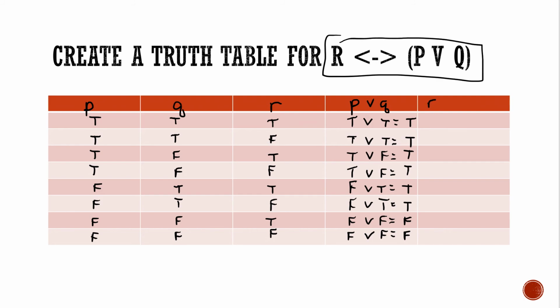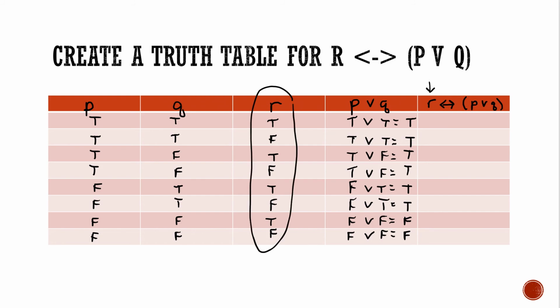So I'm going to do R, I'm going to do my double arrow, and then my P or Q. Now again, we need to start with some copying. So I'm going to copy underneath the R all of the R values. So that's going to be true, false, true, false, true, false, true, false. And then I'm going to put my double arrow.